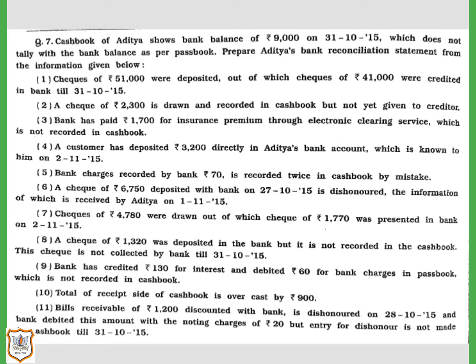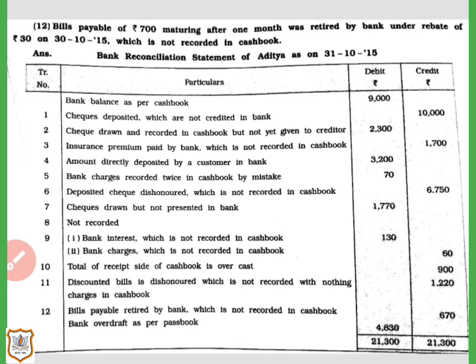So here first, we will start bank reconciliation statement. We will take starting balance as it is given in the question that a cash book of Aditya shows bank balance of rupees 9,000. So here we will take starting balance as per cash book. And we know that bank balance as per cash book means debit balance. So here we will record it in debit column of bank reconciliation statement. Here it is, bank balance as per cash book, amount is 9,000.